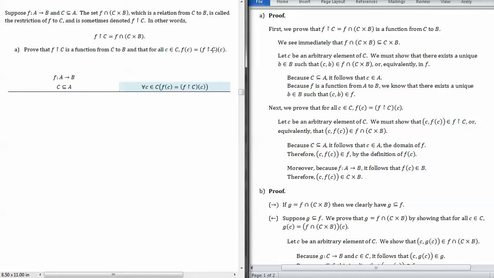But now we want to actually show that it has the same values as the original function does, for all little c in the set capital C. So here's our new goal. And to prove that universal, we'll let c be an arbitrary element of capital C. And we have to prove that these two numbers are equal.